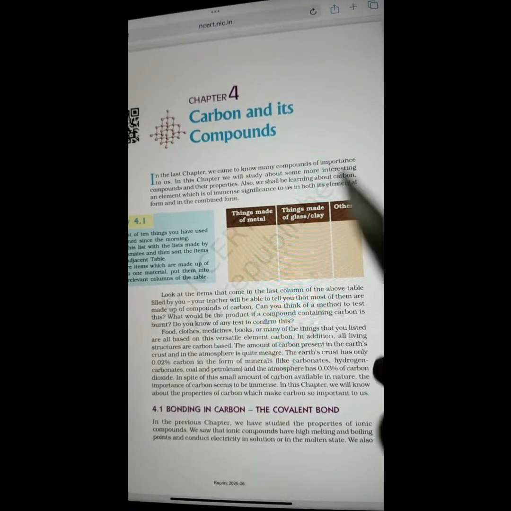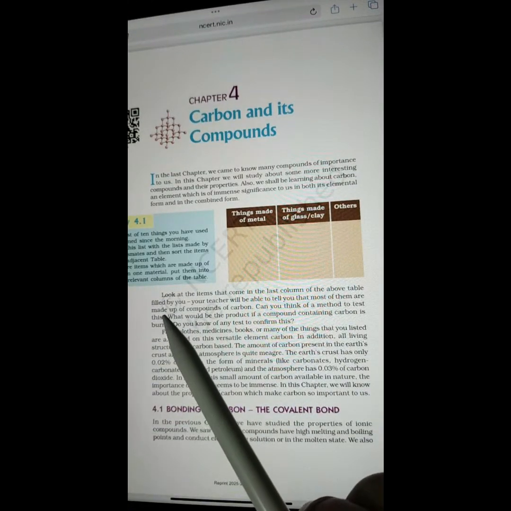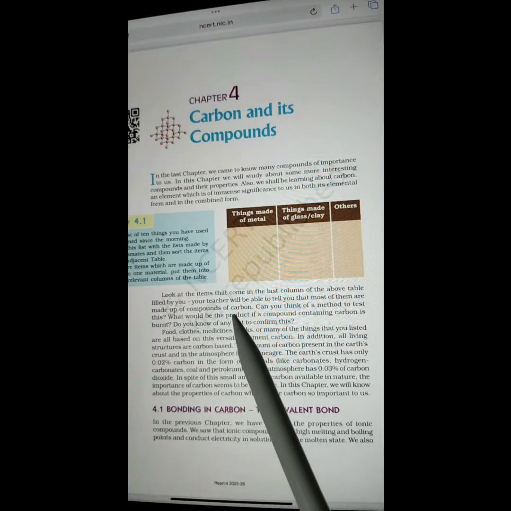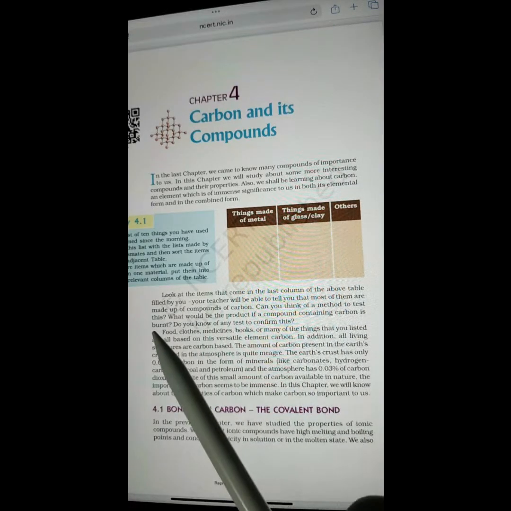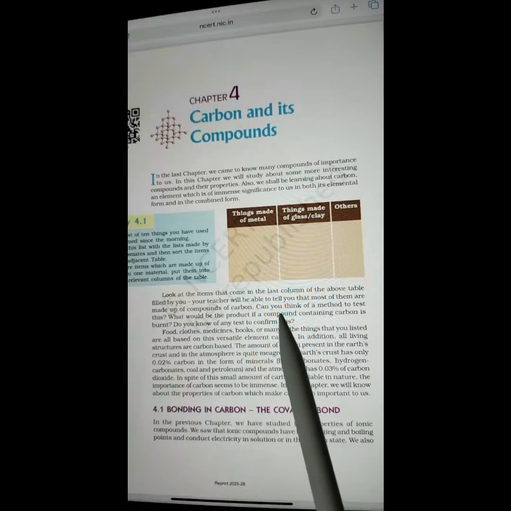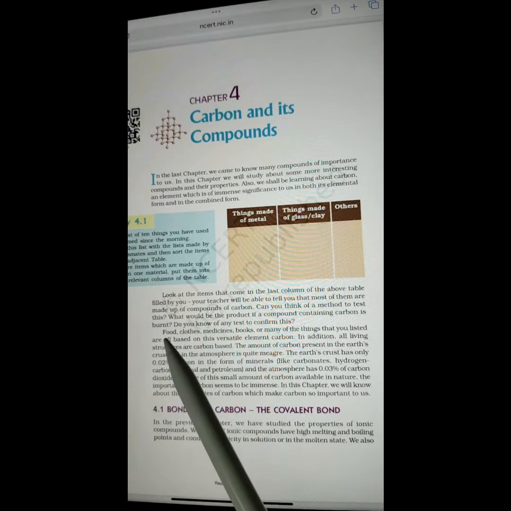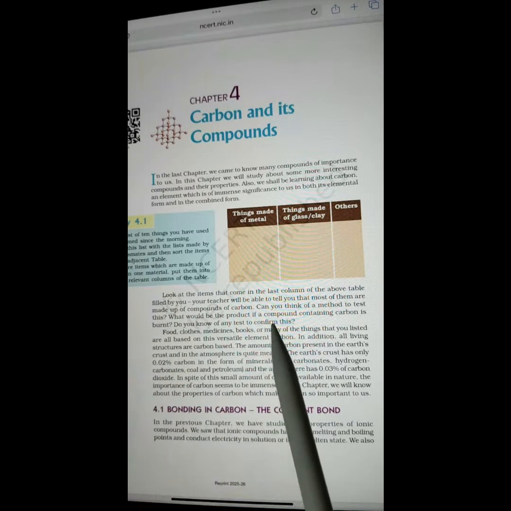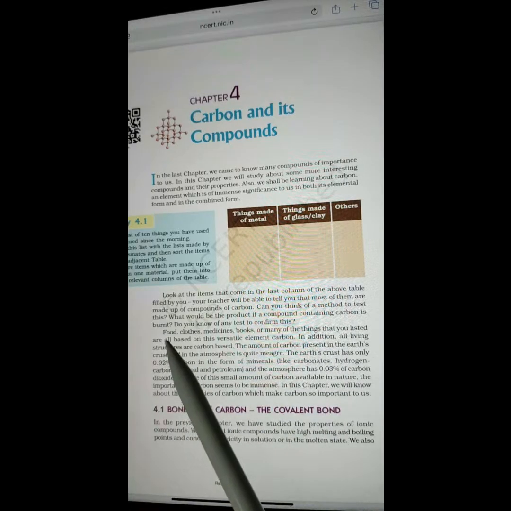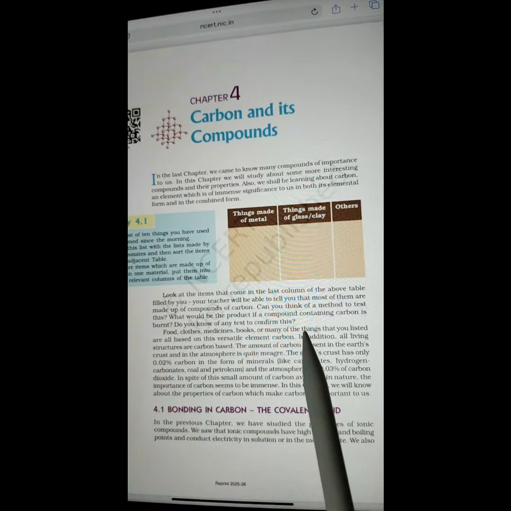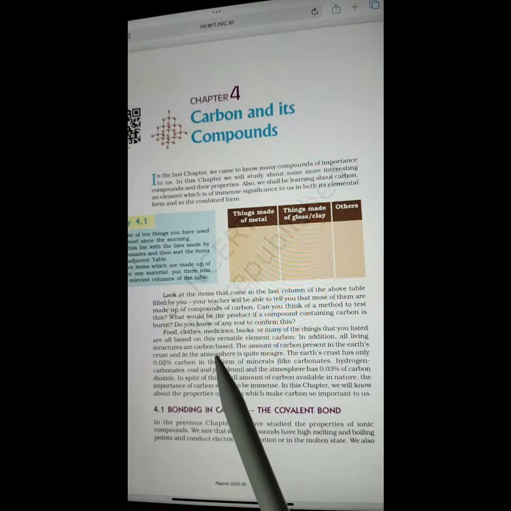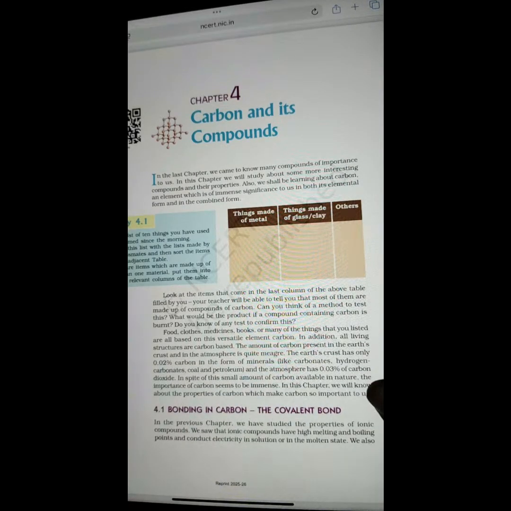So let's begin with the reading of the main part. Look at the items that come in the last column of the above table filled by you. Your teacher will be able to tell you that most of them are made up of compounds of carbon. Can you think of a method to test this? What would be the product if a compound containing carbon is burnt? Do you know of any test to confirm this?